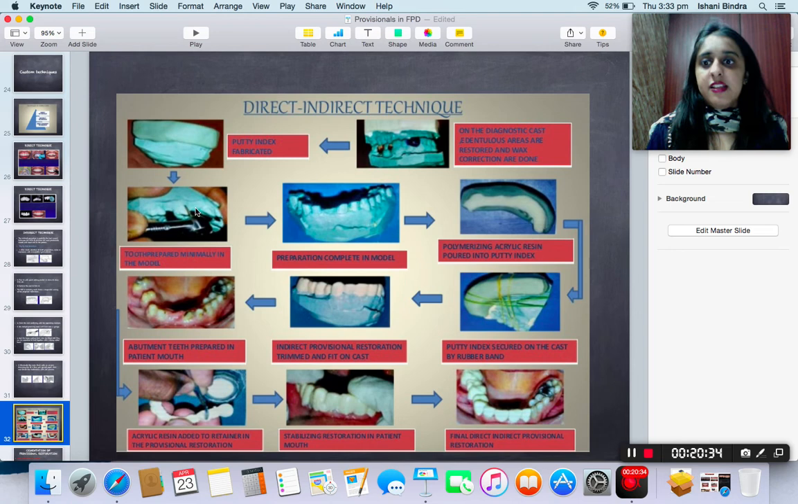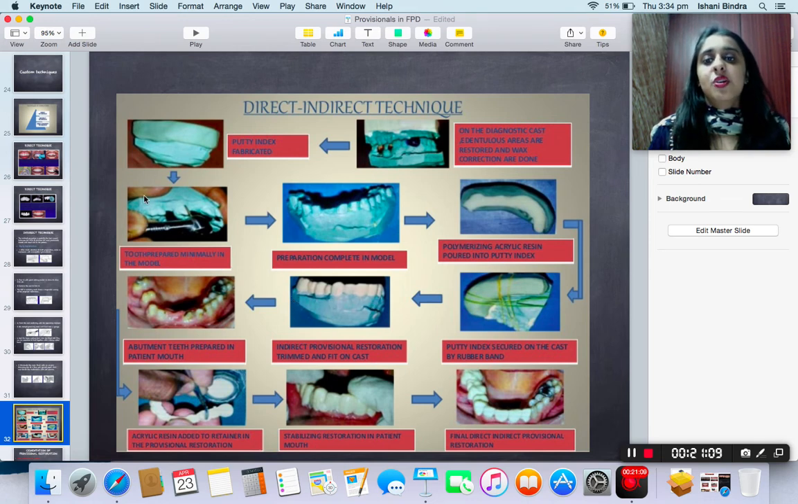After we obtain the putty index, the abutment teeth preparation is done on the cast. See here, after the tooth preparation we get the cast, and on this cast separating medium is painted again. The putty index which we obtained earlier is filled again with any provisional restorative material, for example acrylic resin, and this putty index with the material is again secured onto the cast with the help of rubber bands. After the material polymerizes, this is the provisional restoration which we will get.